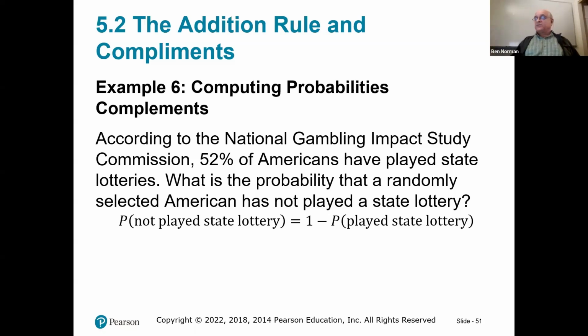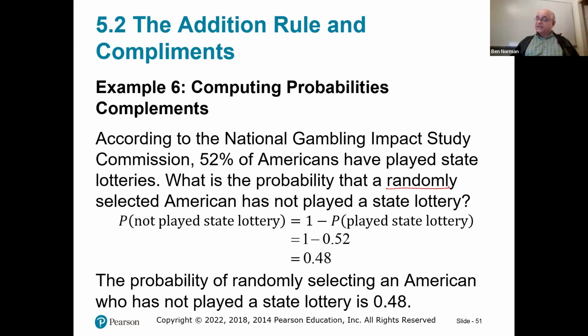And we're told that 52% of Americans have played the lottery. What is the probability that a randomly, notice that word, randomly selected American has not played a state lottery? Played and not played. These are not just mutually exclusive, they are complementary to each other. So the probability is 1 minus 0.52, which simplifies to 0.48. The probability that a randomly selected American has not played a state lottery is 0.48.